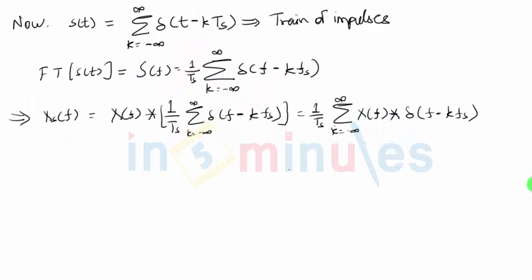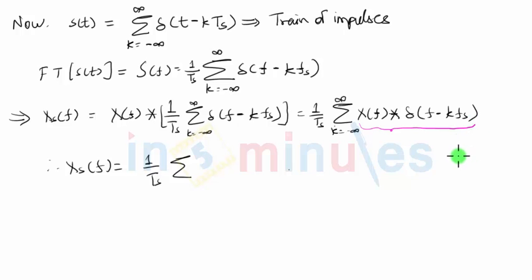If you proceed, you will see that X(f) becomes, we keep 1/Ts as it is, summation. We know a very important property of impulse convolution from signals and systems.